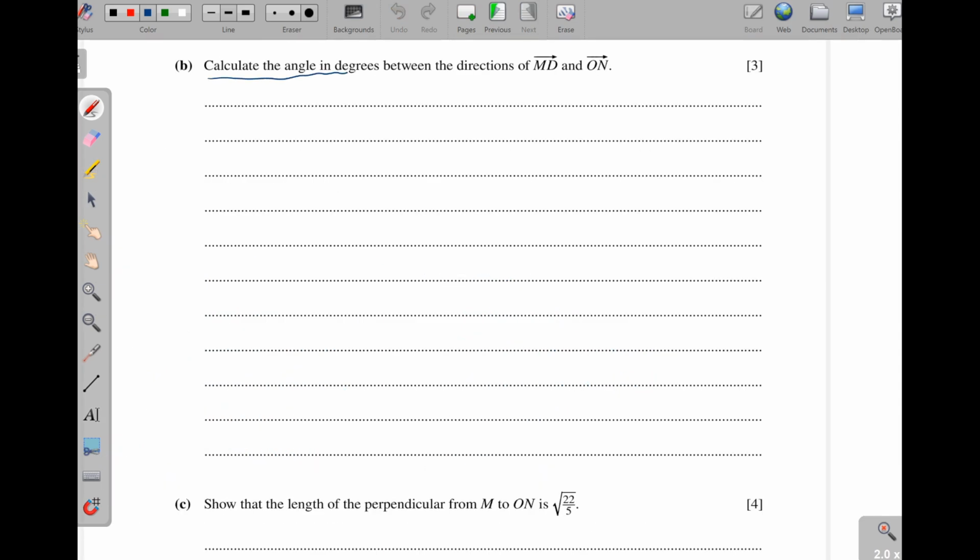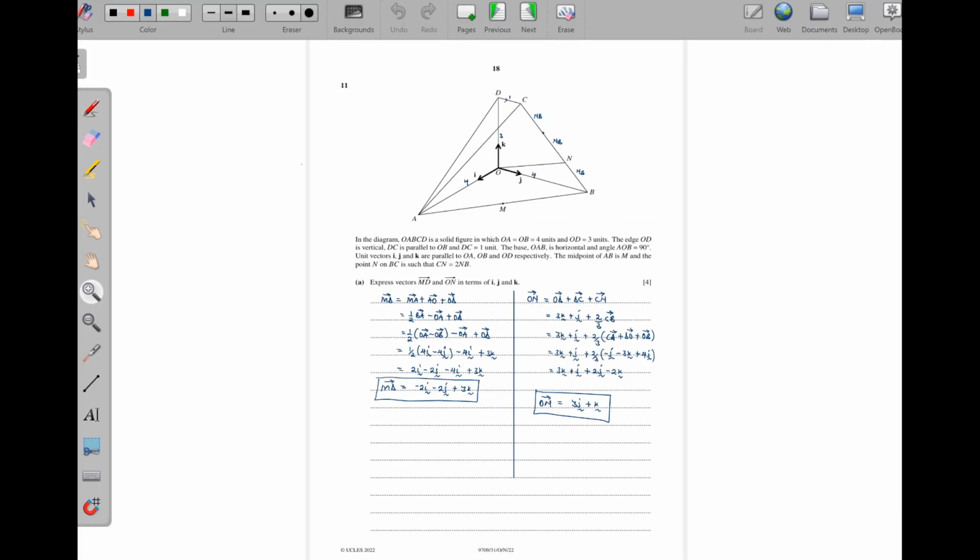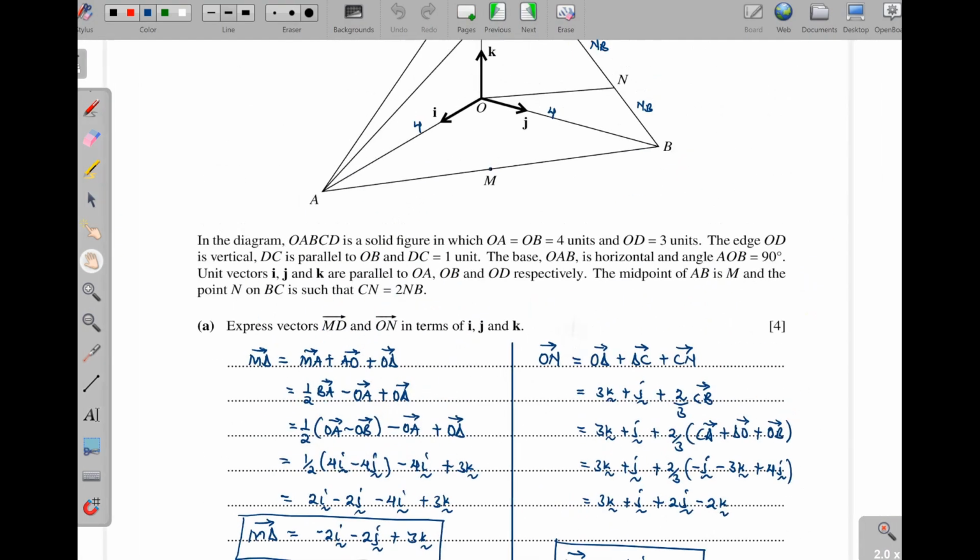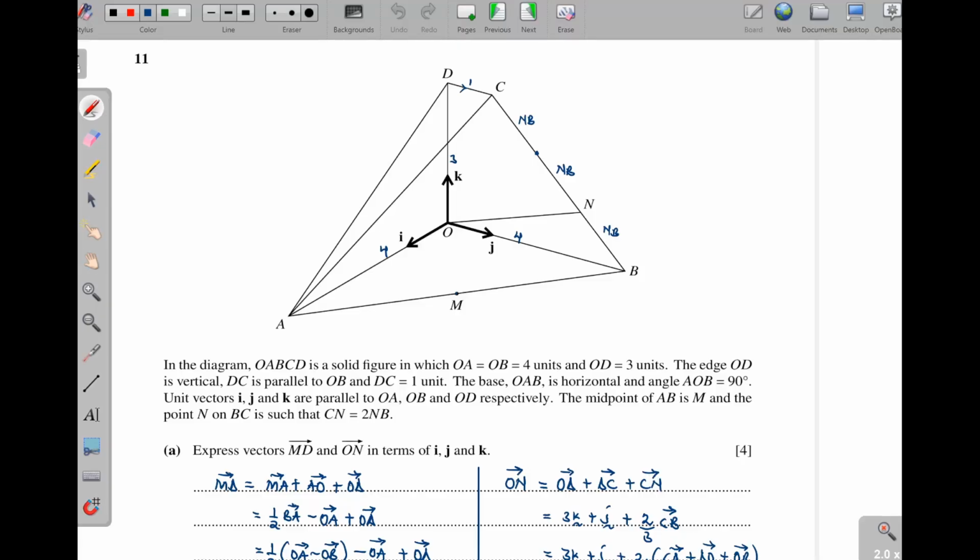Part B, calculate the angle in degrees between the directions of MD and ON. Okay, when I check back here, MD, where is the M? M is here. MD and ON. So you can take this one like this, and like you can open up. So MD, you dot it with this ON, and we have found these vectors.